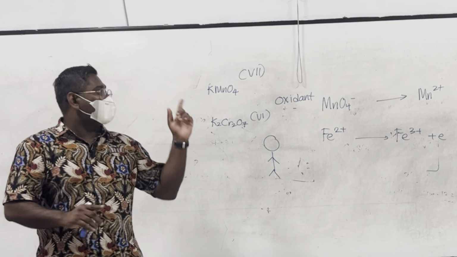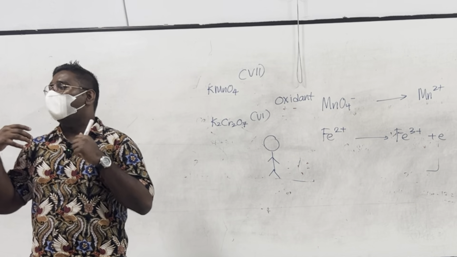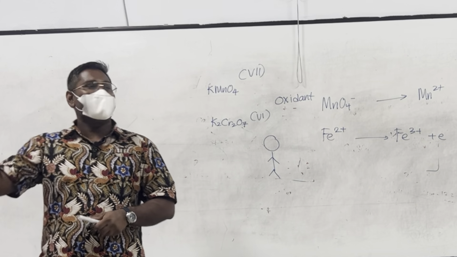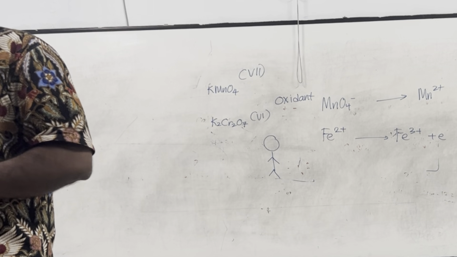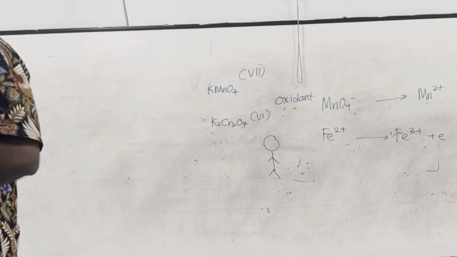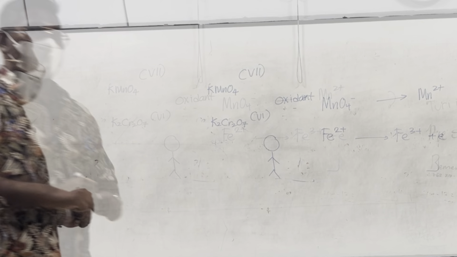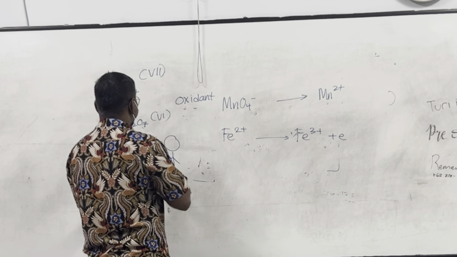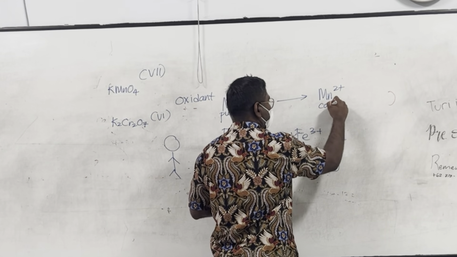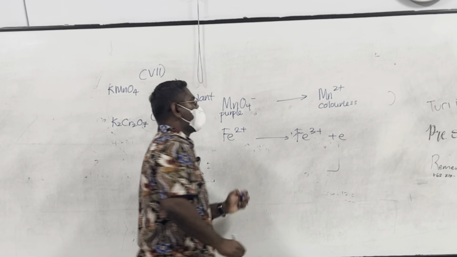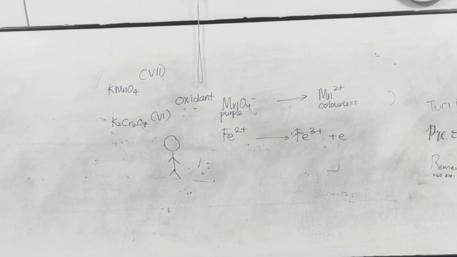Now, let's look at the observation. These two are oxidizing agents where we can see something. There is a color change that will happen. The color change is going to be purple, and this is going to be colorless. The observation: purple will become decolorized, if you manage to oxidize others.